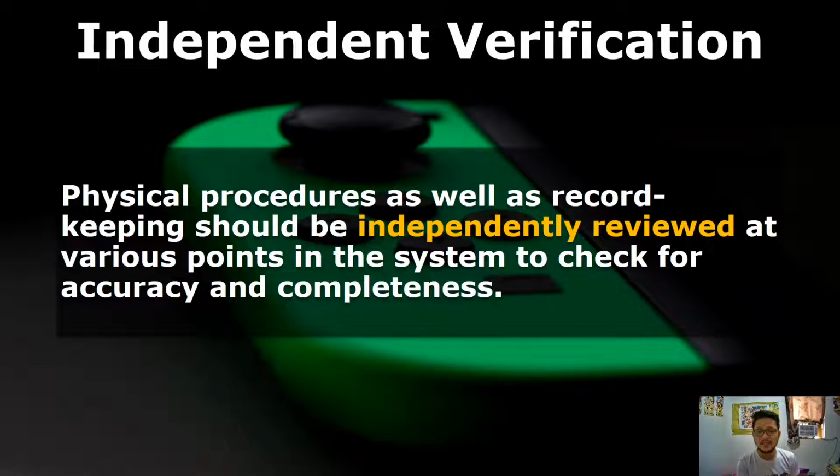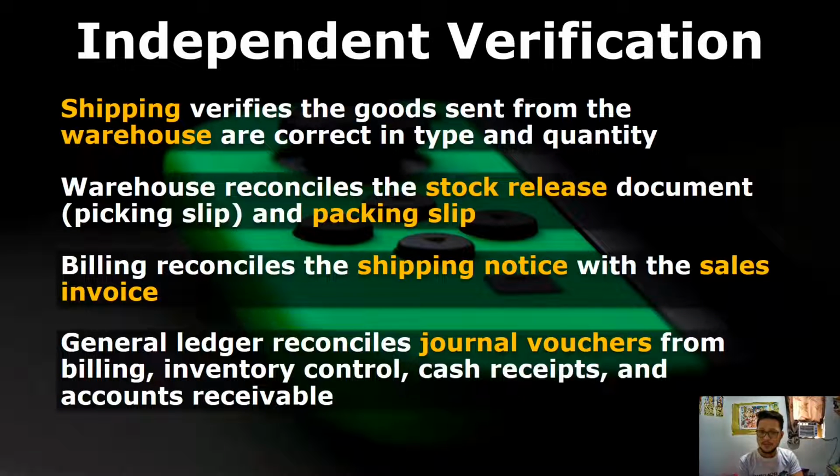And the last control activity is independent verification. Well, I've been mentioning independent verification quite a few times earlier. So, ang independent verification po, it dictates that physical procedure as well as record keeping should be independently reviewed at various points in the system to check for accuracy and completeness. So, we have encountered that in a few points.